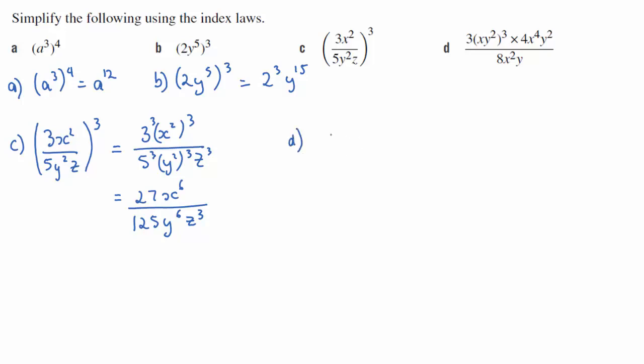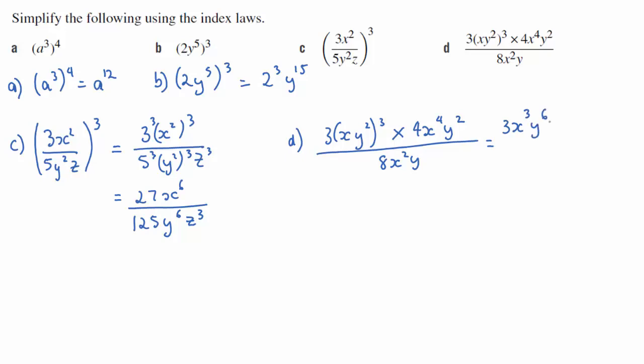In our last example, we have 3 lots of xy squared to the power of 3 times 4x to the power of 4y squared divided by 8x squared y. So there are a number of steps we need to use here. The first thing we're going to do is remove the brackets by raising xy squared to the power of 3. So that's going to give us 3 lots of x cubed, and then we have y squared to the power of 3, which is y to the power of 6 by index law 3. That's multiplied by 4 times x to the 4 y squared all over 8x squared y.